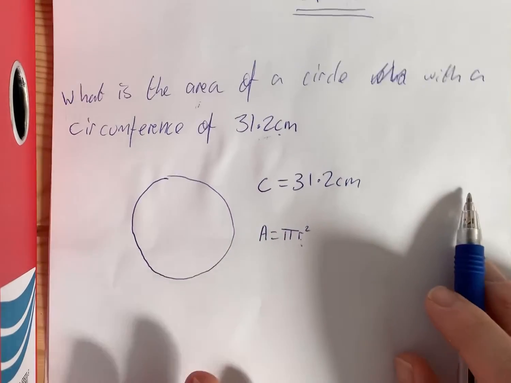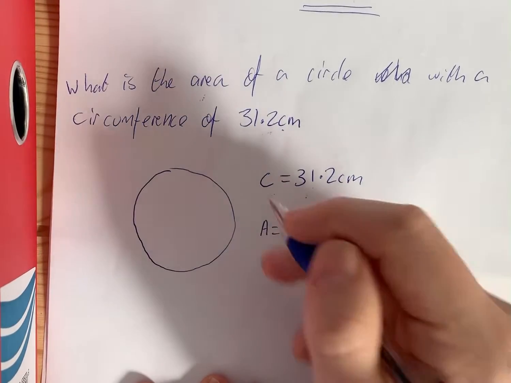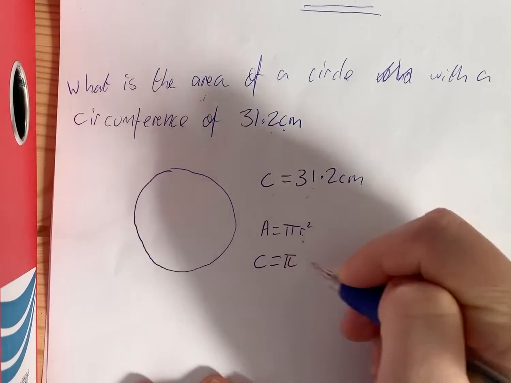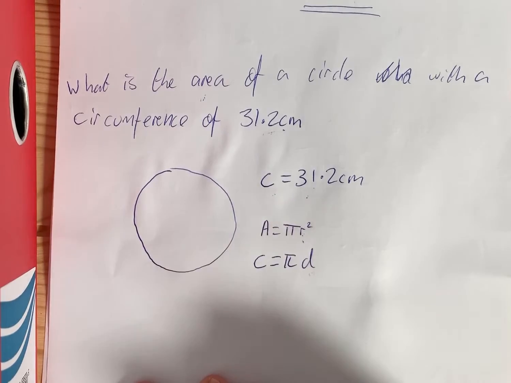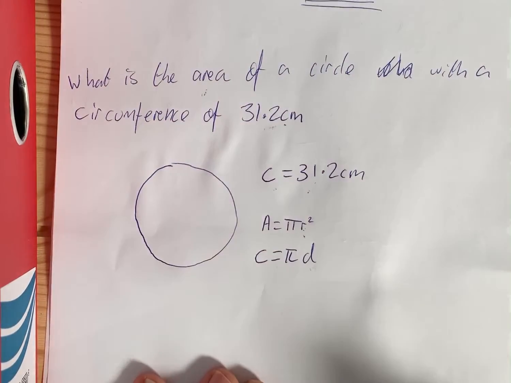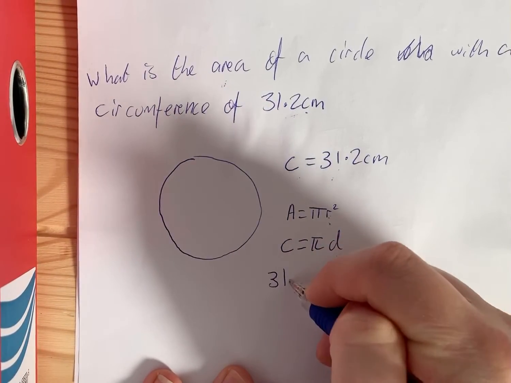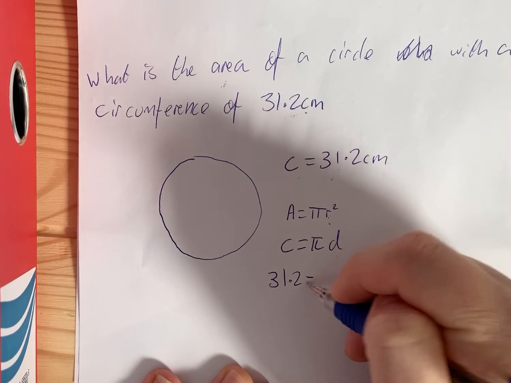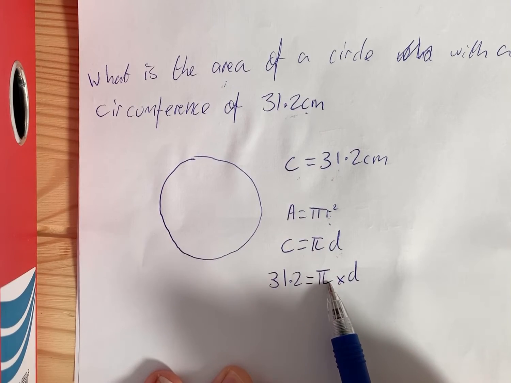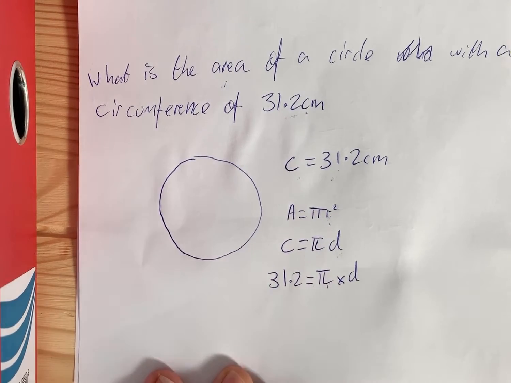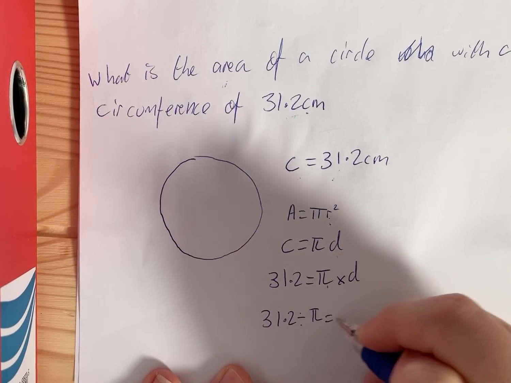Now the way I'm going to do this is I'm going to use my circumference formula. That will allow me to find the diameter. From there, I can find the radius and substitute it in. So let's see how that all kind of pans out. So I know that the circumference is 31.2 centimeters, that's equal to pi times the diameter. Well, if I divide by pi, 31.2 divided by pi, that will give me the diameter.